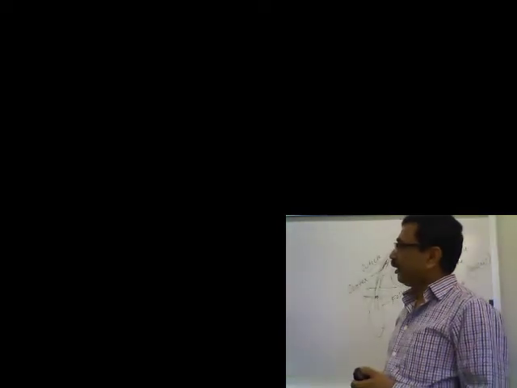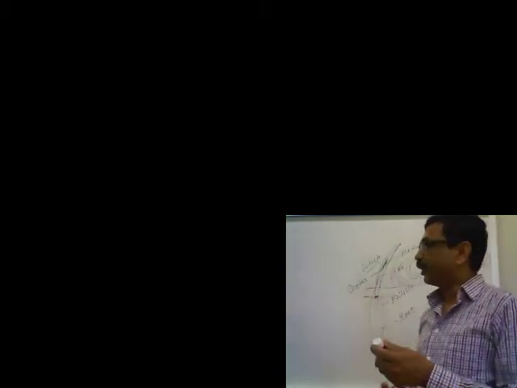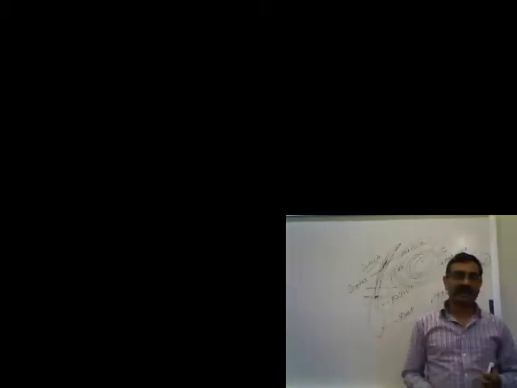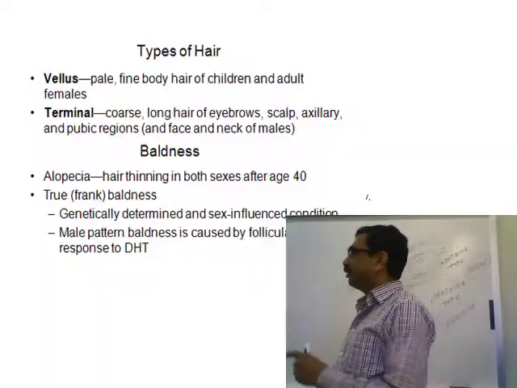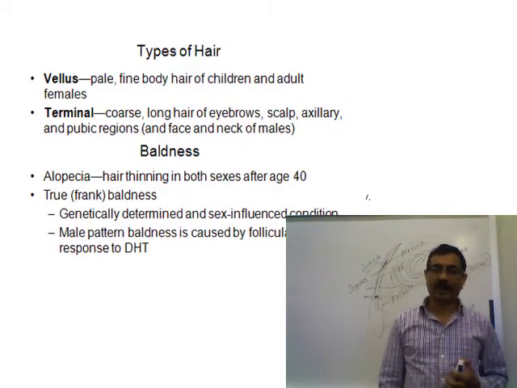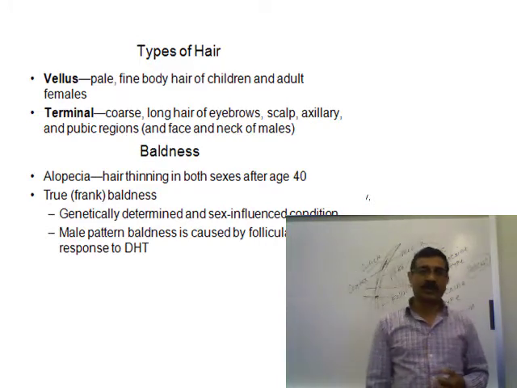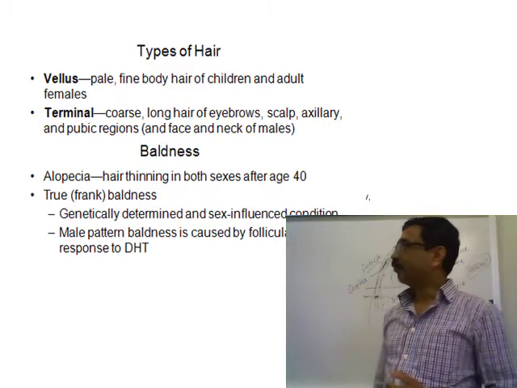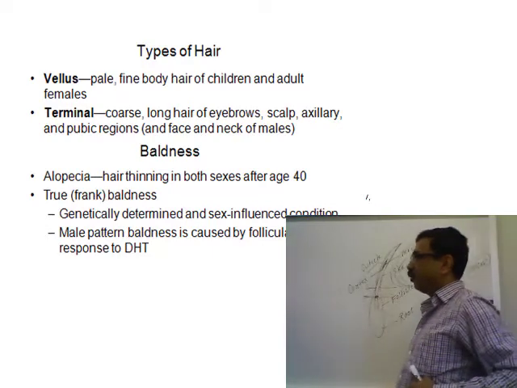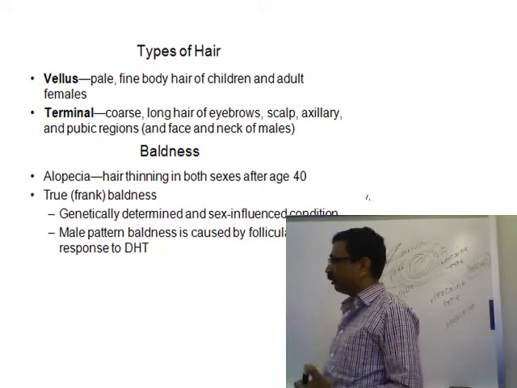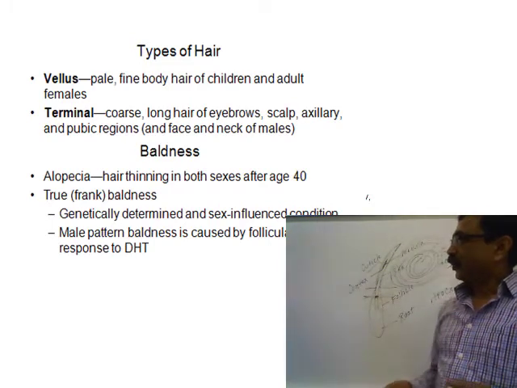Next is the types of hair. In the human body we see two types of hair, vellus and terminal hair. Vellus is very soft, fine, pale hair in children and adult females. Terminal hair is the coarse, thick hair of the body. For example, the hair of your scalp, eyebrows, axillary area and pubic region are thick hair. Those are the two types of hair.